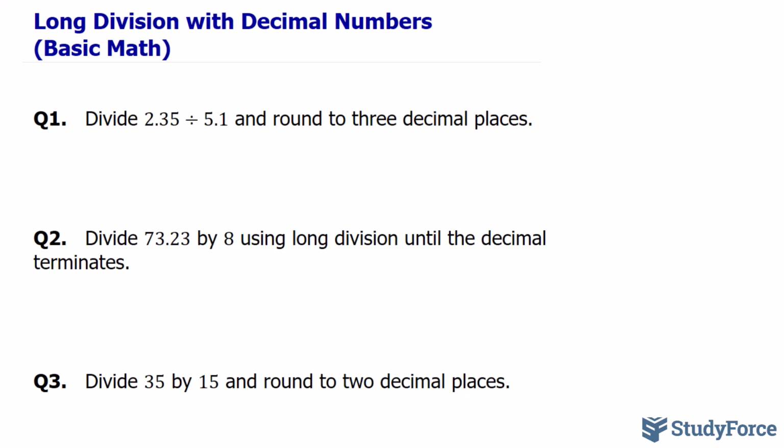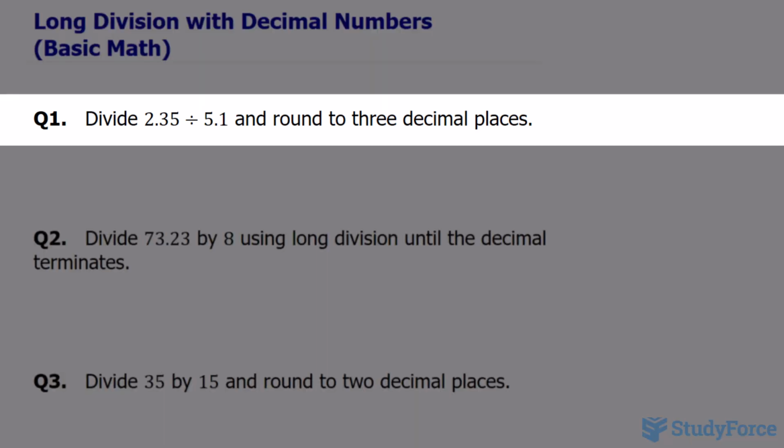Dividing decimal numbers using long division can be challenging. Let's do some examples together to clear any doubts. Question 1 reads, divide 2.35 by 5.1 and round to 3 decimal places.